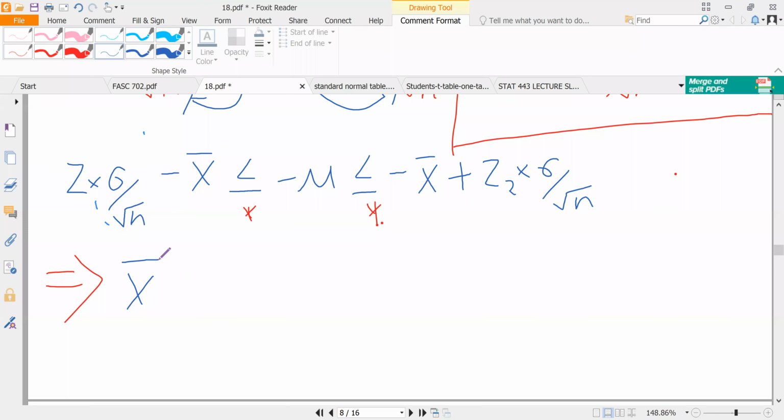So it will imply that x bar plus z sigma over root n, there's a multiplication sign there, is greater than or equal to mu, which is in turn greater than or equal to x bar. Sorry, because I am making mu the subject.